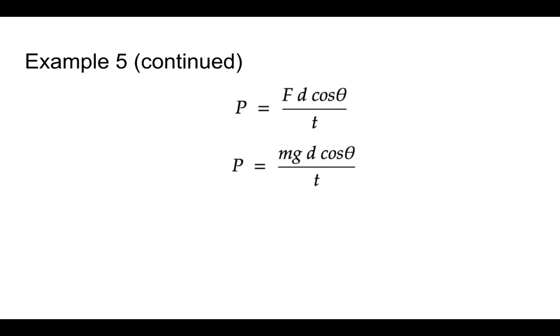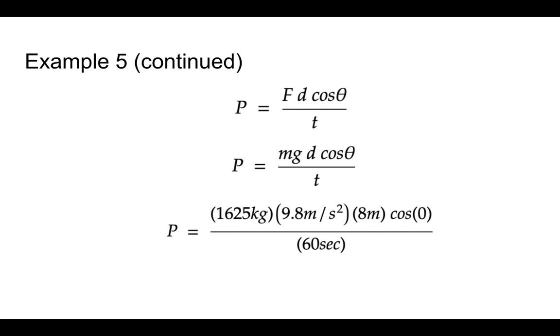Now we can solve. Okay, so we have power is equal to force times displacement times the cosine of theta divided by time. Plugging in for, remember, the normal force was equal to the force of gravity because we're going up at a constant velocity, so therefore forces are balanced. So we plug in mg for our force of the escalator stairs on that person, pushing them up. And then now we plug in our numbers.